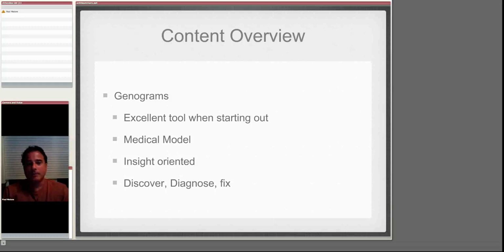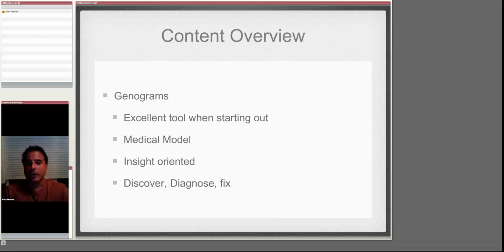Program does promote, I like to call that the discover, diagnose, fix formula, which you will see in many approaches to therapy. So we ask questions to gather information, take that information and somehow form a diagnosis or a problem definition, if you will, and then we come up with solutions.